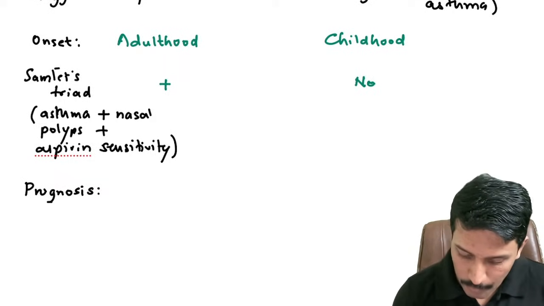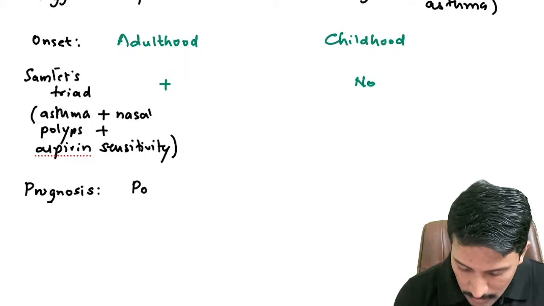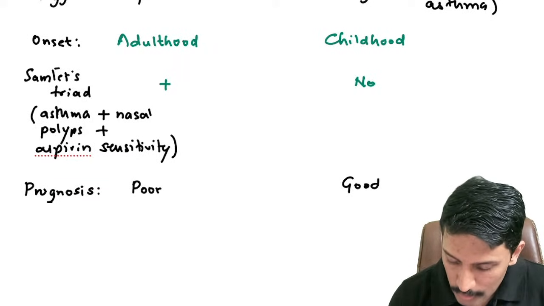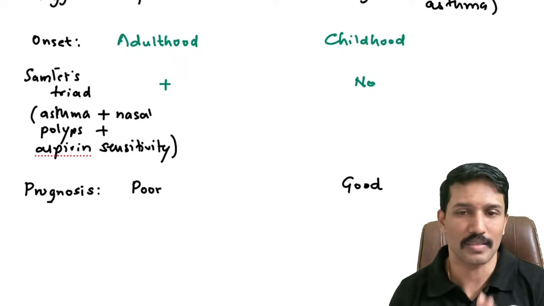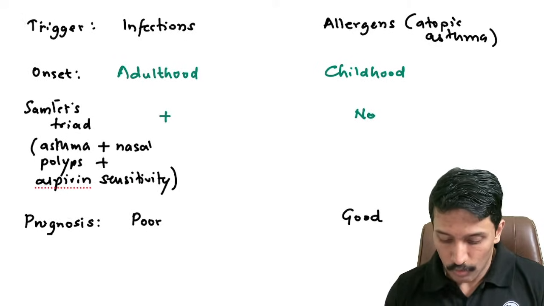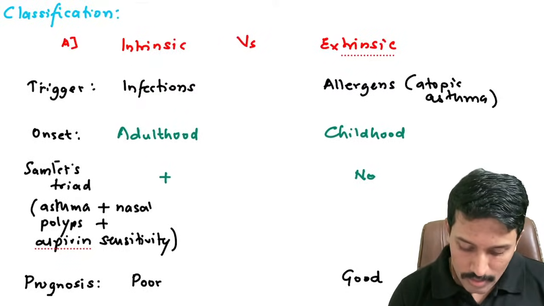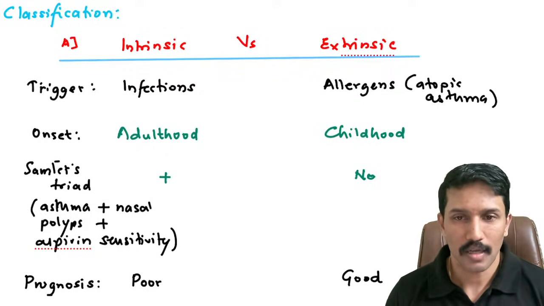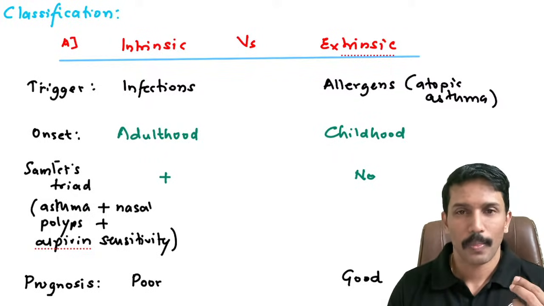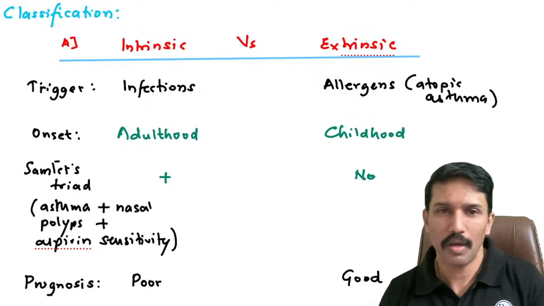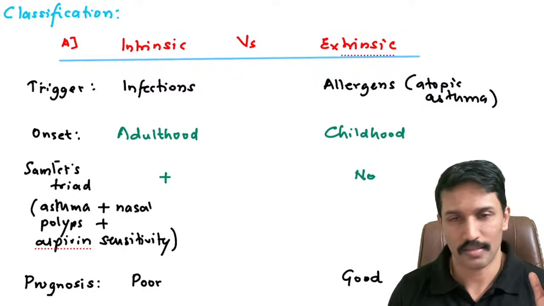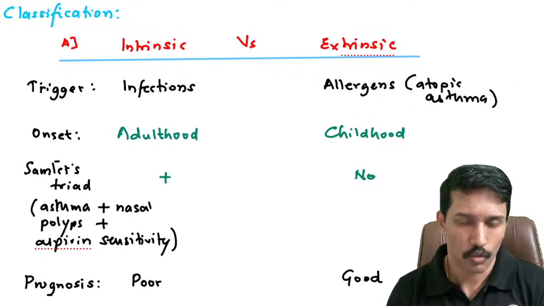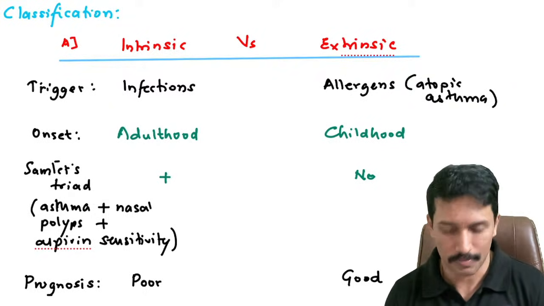So that's why the prognosis of intrinsic asthma is considered poor, and the prognosis of childhood onset extrinsic asthma is considered good. To make sure that you don't get confused in the examination hall, when you read about intrinsic versus extrinsic, I just want you to always read it as childhood onset extrinsic asthma, adulthood onset intrinsic asthma. So this way you will remember it. You don't get confused between the two. So this is one way of classification.